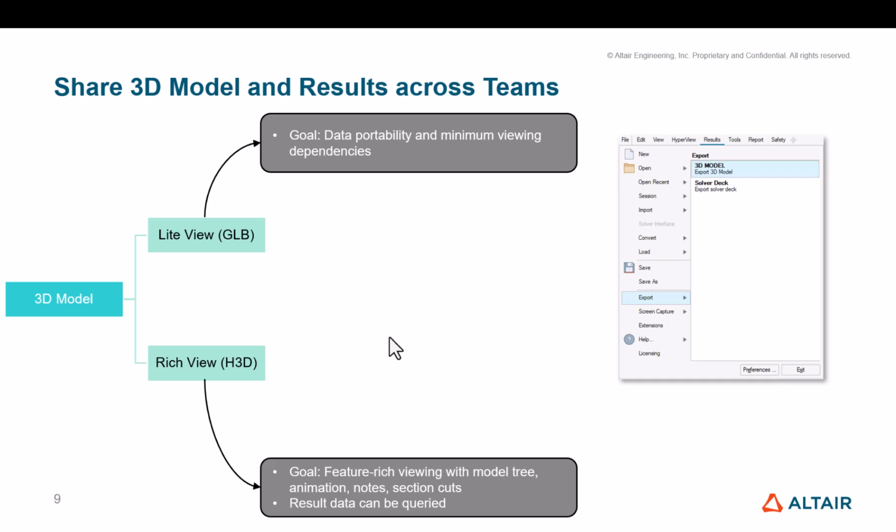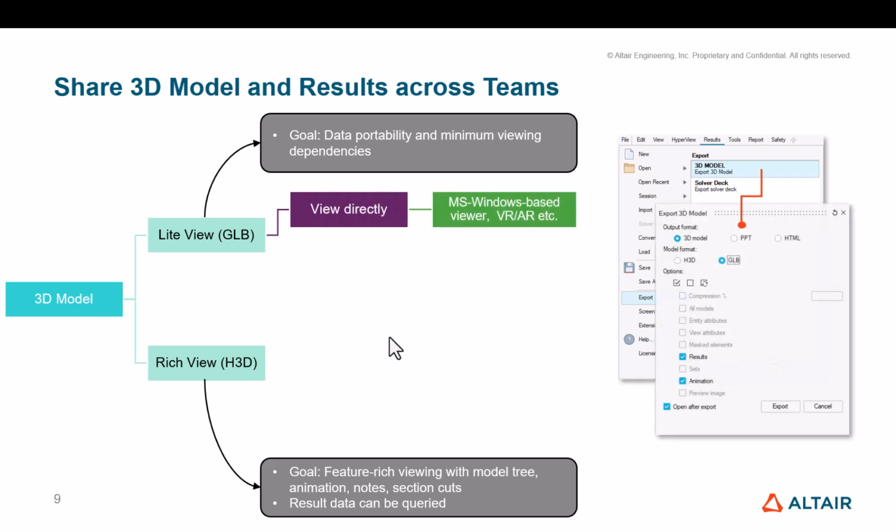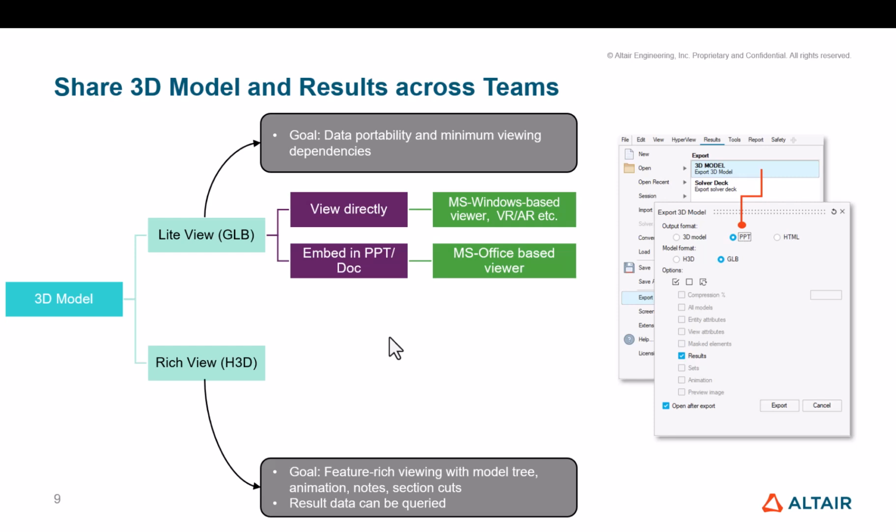And the opposite, rich view, is intended to be shared for your colleagues to get more insight into the results, including tools such as notes, section cuts, or query tools. How to read each format? For the light view, as I will show later, you can use directly a 3D viewer on your computer in order to review it. The one you can download from Windows app, either Windows 10 or Windows 11, or you can embed it in PowerPoint or Doc thanks to Microsoft Office Base Viewer.